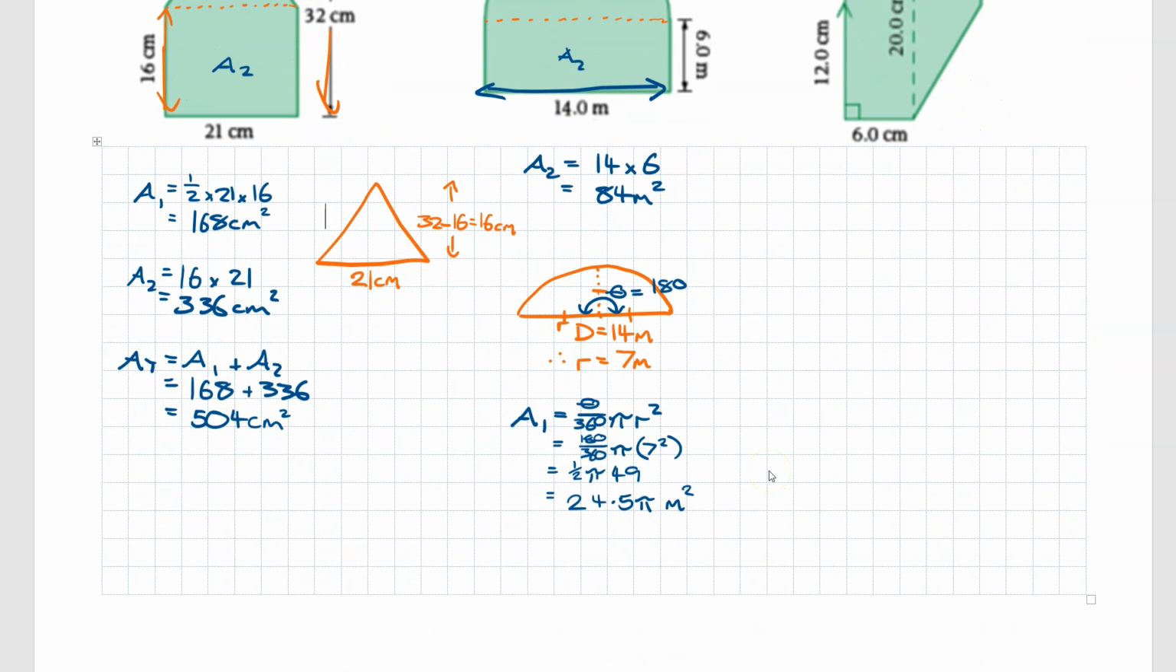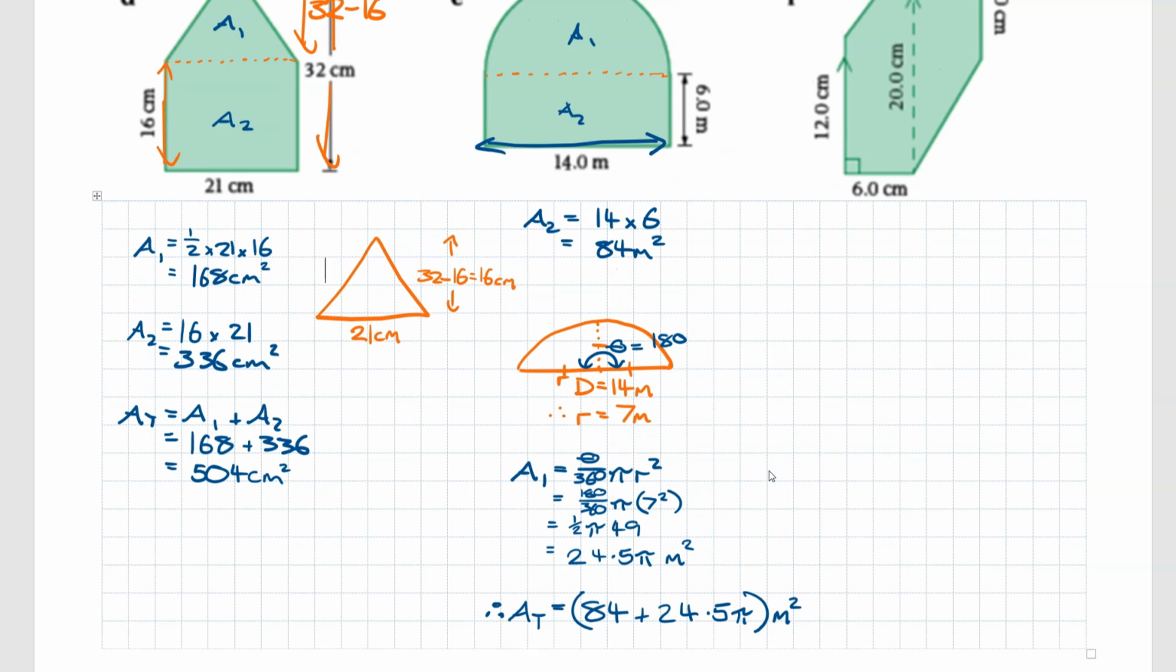Putting it all together, a total is going to equal 84 plus 24.5 pi, and then if we want we can just say that's meters squared, and yeah, we'll leave it like that because it's in its most exact form. So that's as far as we're going to go.